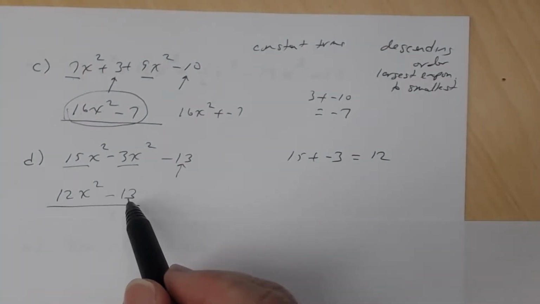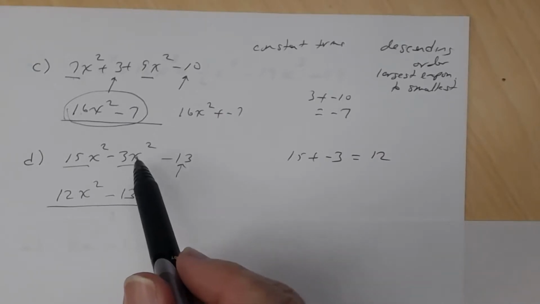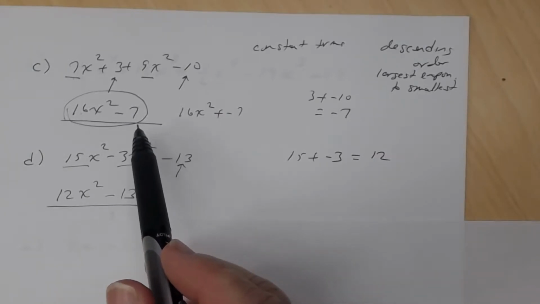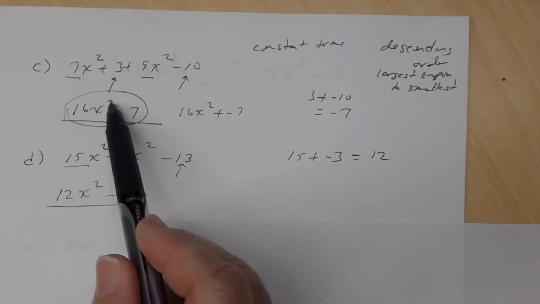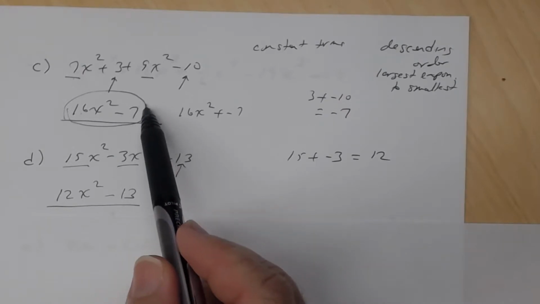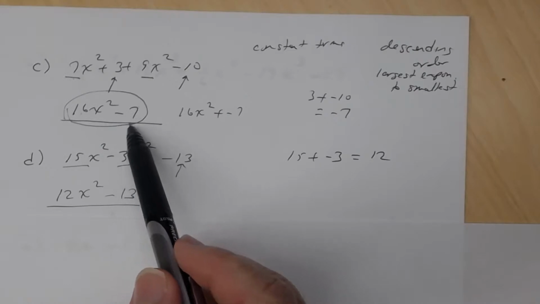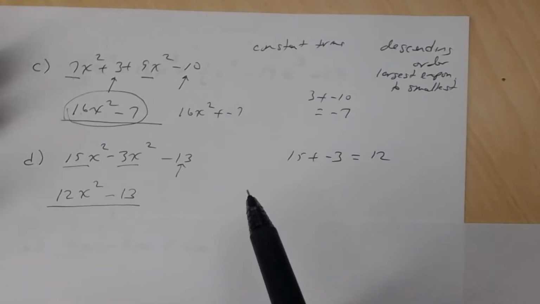Remember, descending order from largest exponent to smallest exponent. So remember we talked about degrees. Let's review the idea of the degree. So the degree of this term is 2. Remember the exponent. The degree of this term, remember that's a constant. The degree of a constant is 0.